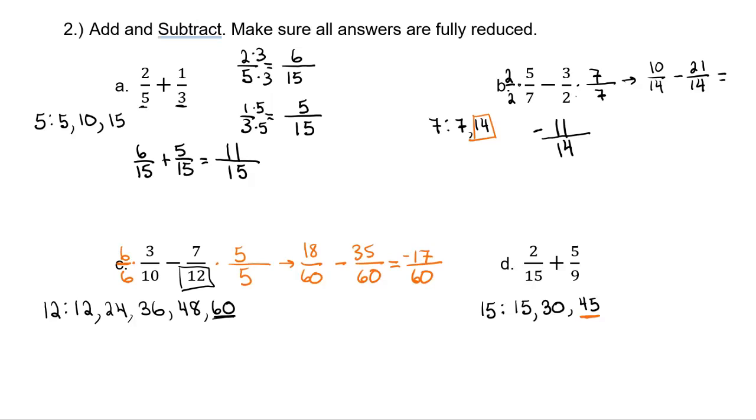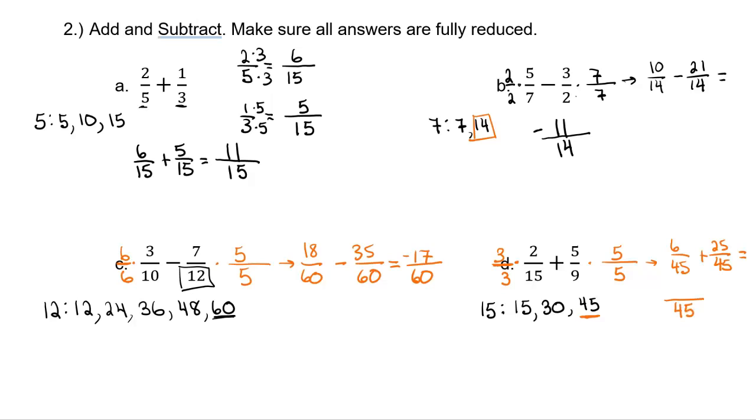Now I'm going to go back and create fractions with those denominators. So 15 times 3 gives me 45. So I need to do that on the top also. 9 times 5 gives me 45. So I need to do that on the top. Now I get 6 over 45 plus 25 over 45 equals, draw my line, write my denominator that I found.